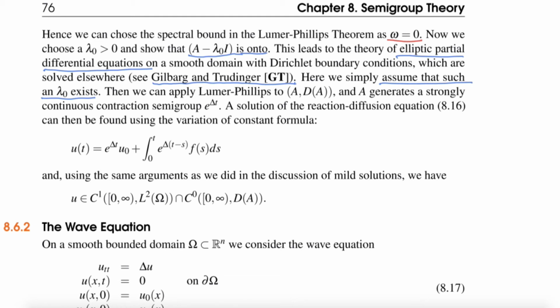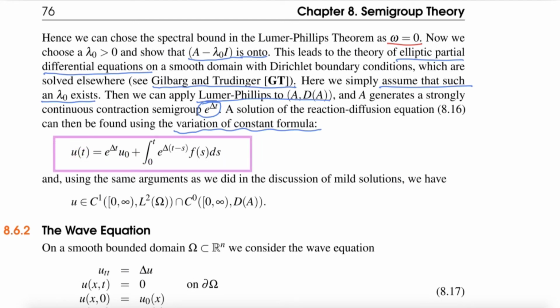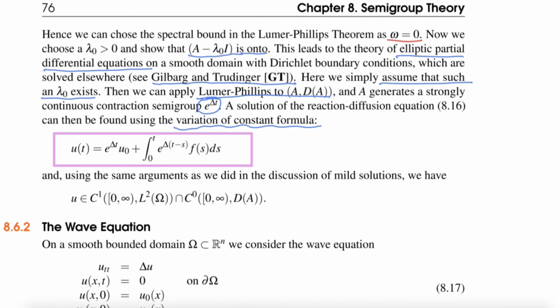Good. Then we can apply Lumer-Phillips to the operator A, where A generates a strongly continuous contraction semigroup. Remember, omega was equal to 0, e to the Delta t. So here's a semigroup for the Delta. And the solution for the reaction diffusion equation can then be found by our friend, the variation of constants formula. So then we get this formula right here. Beautiful. And then for regularity, we have used an argument for regularity for mild solutions, where we have shown that in some cases mild solutions are classical solutions. If you go back to that proof, then the same proof would apply here to show that u is C1 with values in L2 and C0 with values in D(A). We have seen this construction many times, so that's a very typical solution space for semigroup theory.